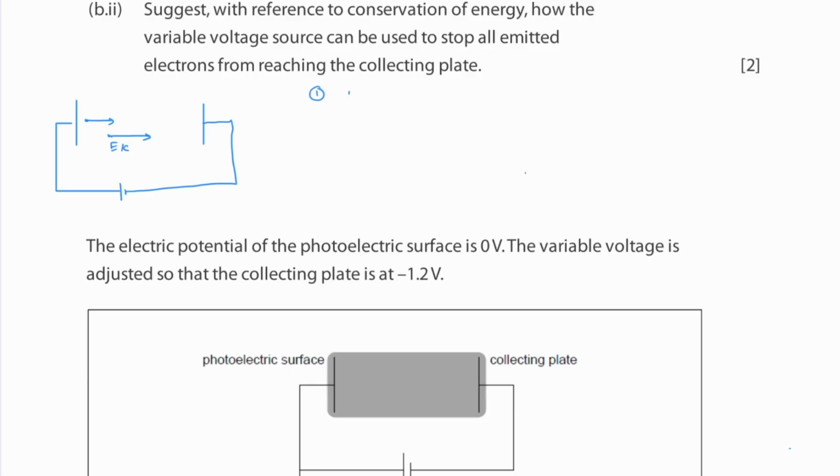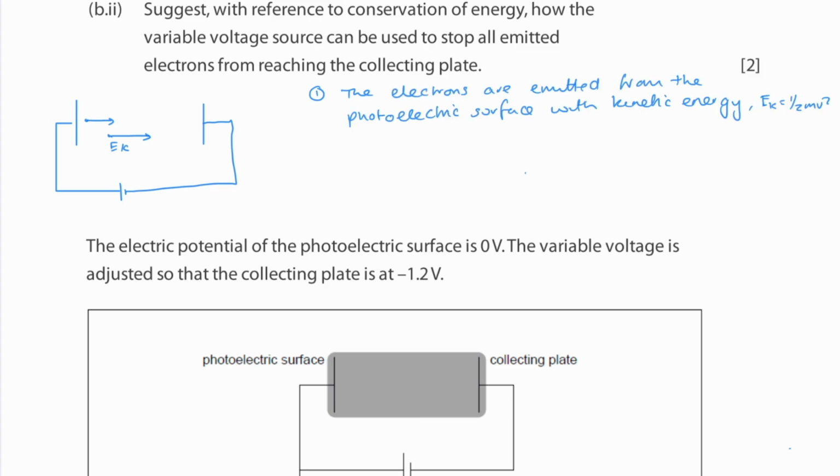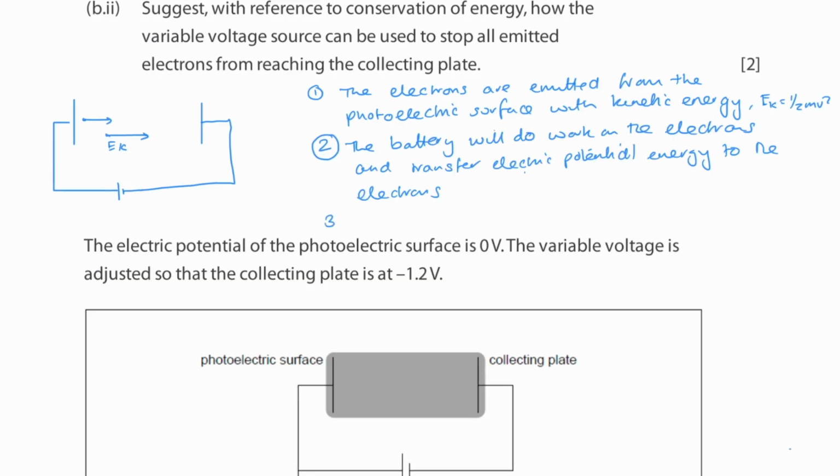So what we'll say is the electrons are emitted from the photoelectric surface with kinetic energy. The second thing we'll want to know is that the variable voltage source, or the battery, will do work on these electrons and transfer electric potential energy. And finally, I think we should finish this description off by saying when the electric potential energy is equal to the kinetic energy, the electrons will stop. And I think that's a pretty good explanation of why the electrons will stop in terms of the conservation of energy.